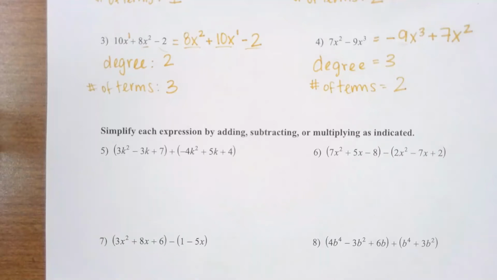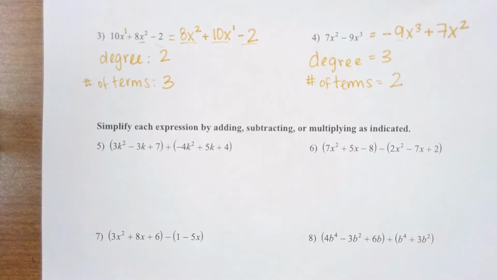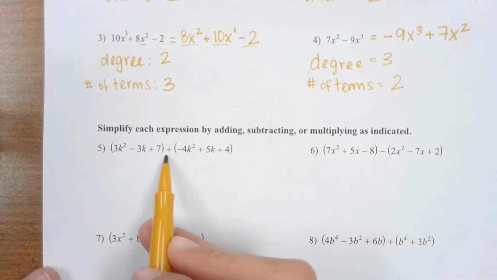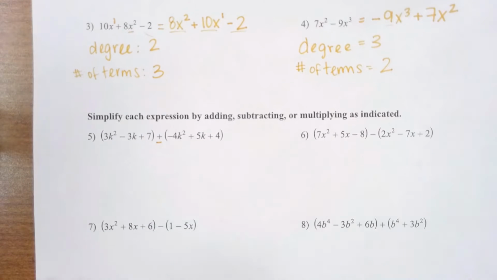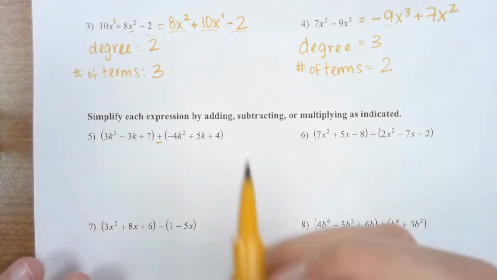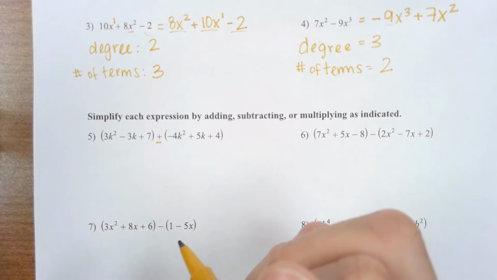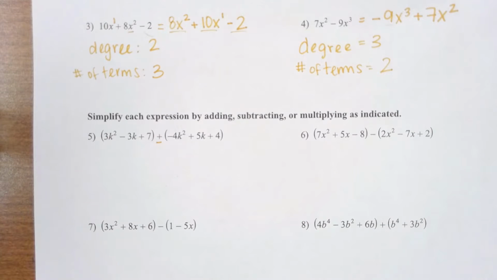Okay, now moving on to simplifying expressions by adding, subtracting, or multiplying as indicated. Remember, guys, when it's showing addition in between your polynomials, you're just going to combine your like terms like normal. And I like to combine them by going ahead and putting them into standard form so that I don't have an extra step to do afterwards. But just know you don't have to do it that way.